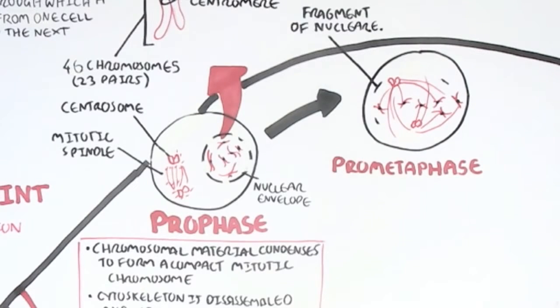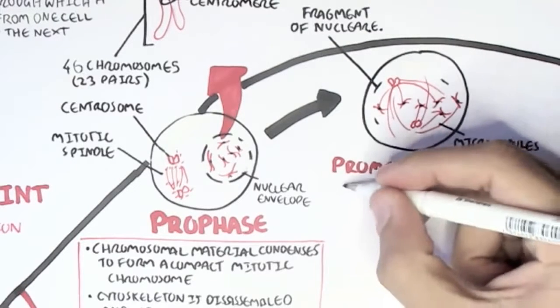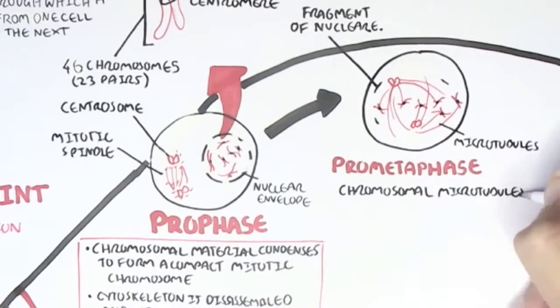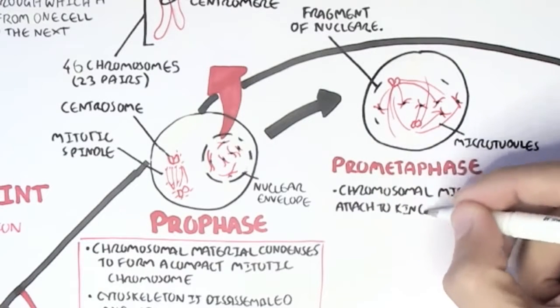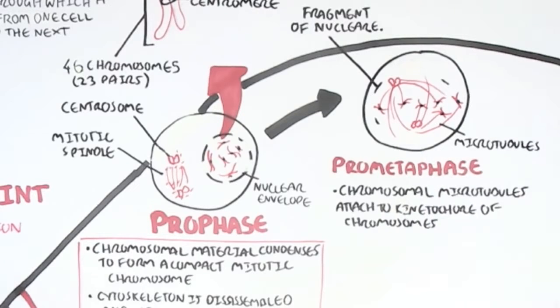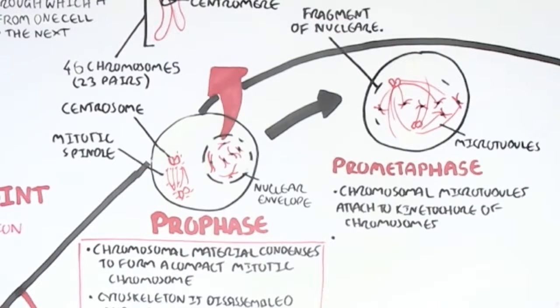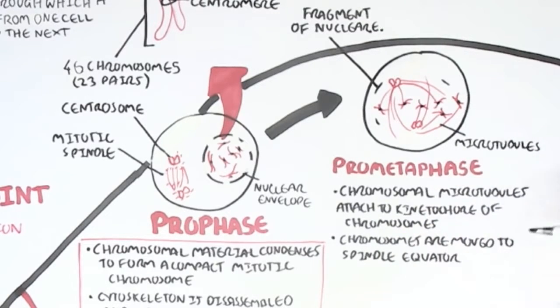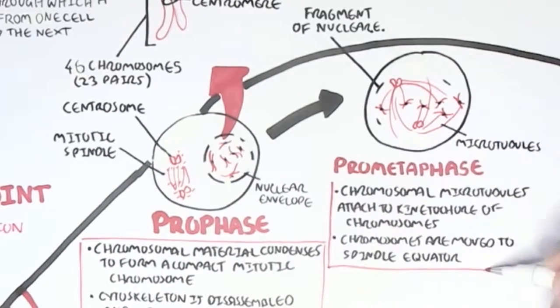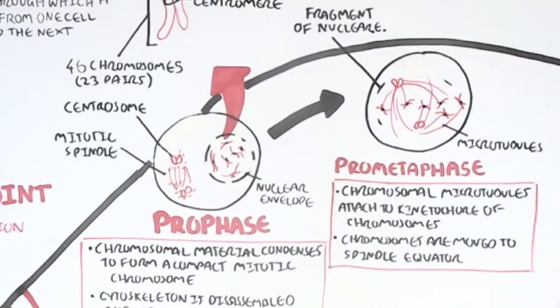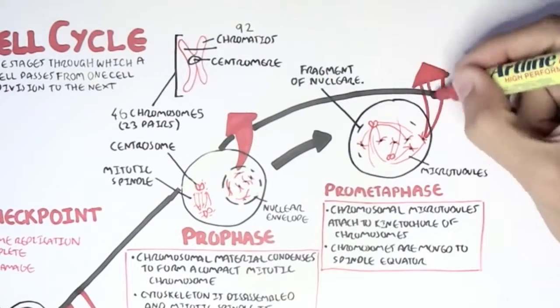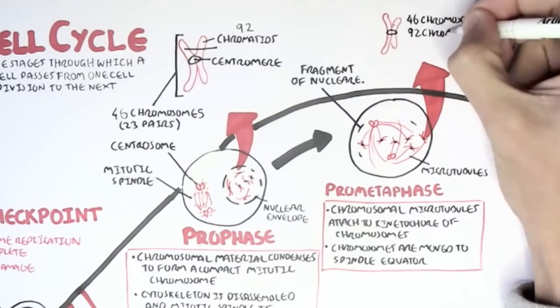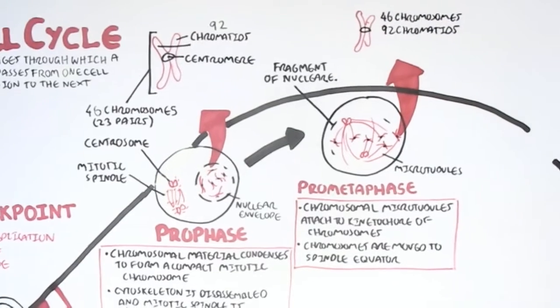The centrosomes will form the mitotic spindle by shooting out microtubules that will connect to the centromere of the chromosome, the middle part of the duplicated chromosome. So during prometaphase, the chromosomal microtubules attach to kinetochores of the chromosomes. Chromosomes are then moved to the spindle equator, which is the middle of the cell, the equator of the cell. Looking at the genetic material of the cell during prometaphase, it will still have 46 chromosomes and 92 chromatids.